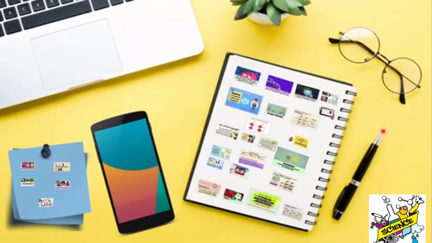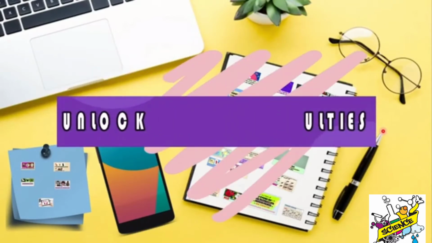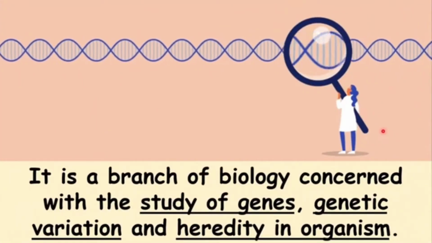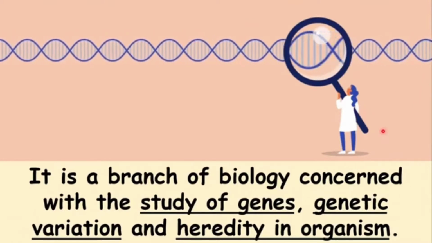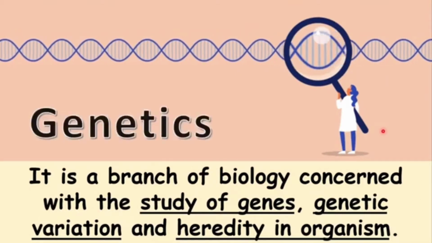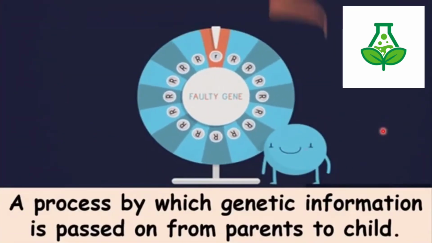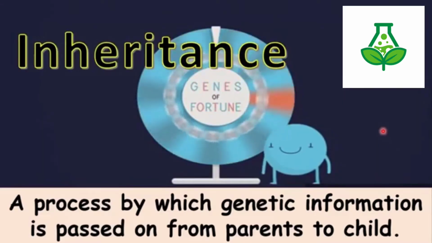Before we proceed, let us start with unlocking of difficulties. These are the terms that you will encounter all throughout the lesson, so let us define them and be familiar with this. First term. It is a branch of biology concerned with the study of genes, genetic variation, and heredity in organisms. This is genetics. That's right. The next term, a process by which genetic information is passed on from parents to child, that is inheritance.